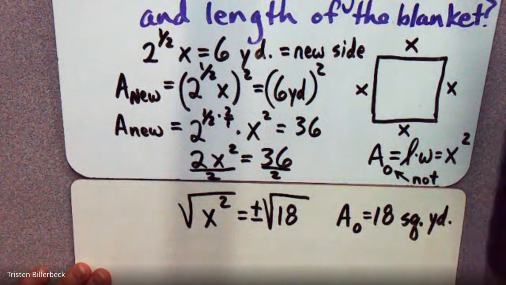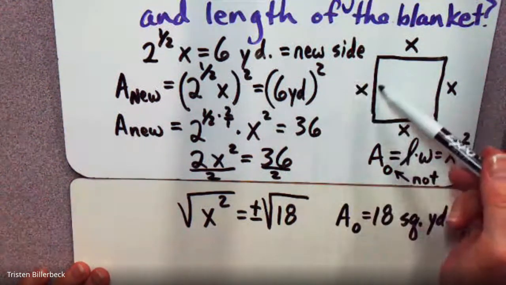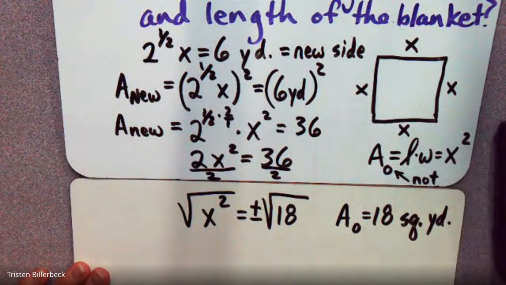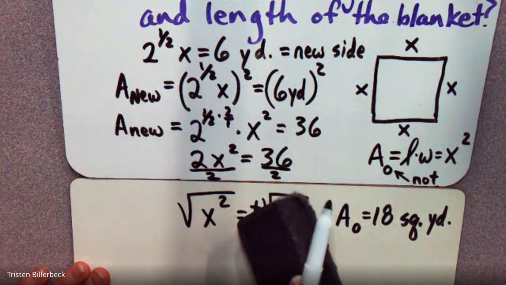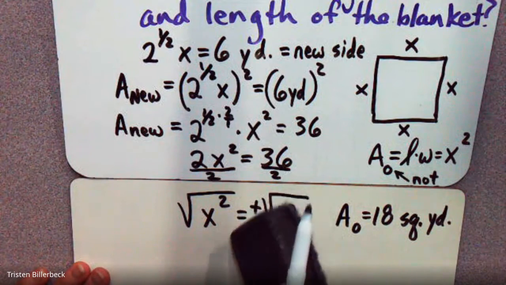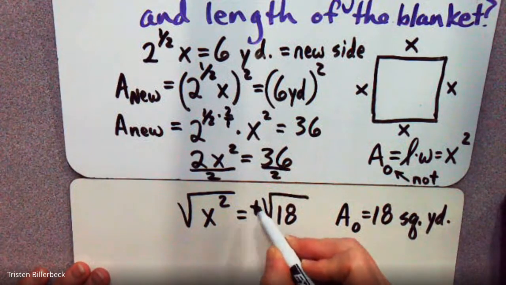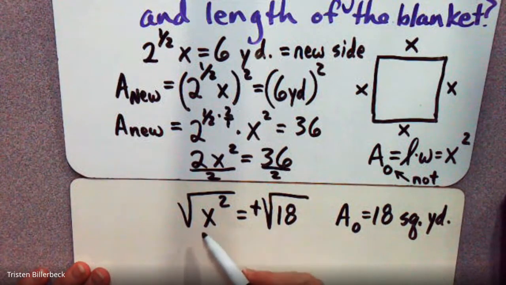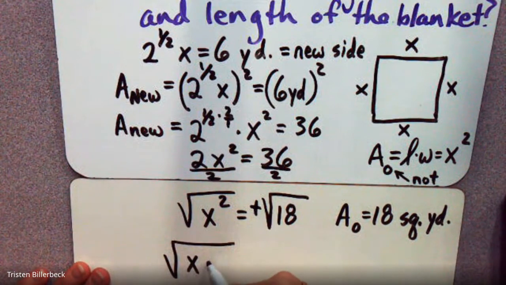However, we are finding the length of a side, this length here. Can this length be a negative number? No, length cannot be a negative number. So now I'm going to erase the minus sign because I've ruled that out, that there's no way that this can be a negative value. So when I have the square root of x squared, that's x times x.